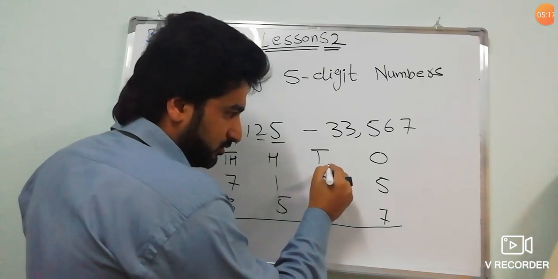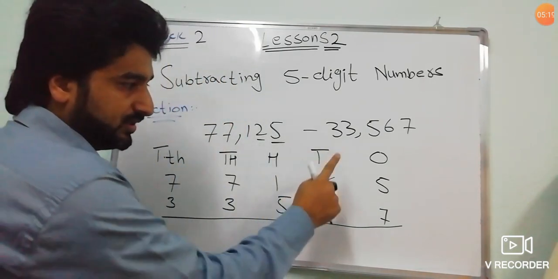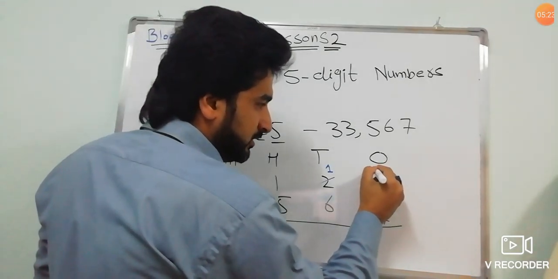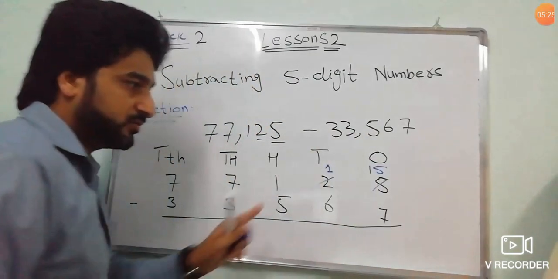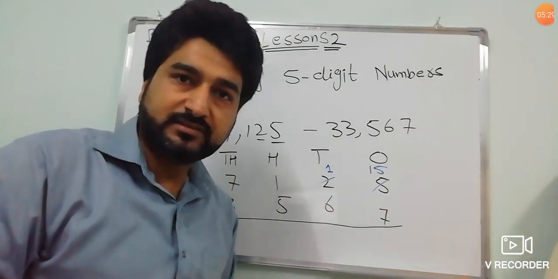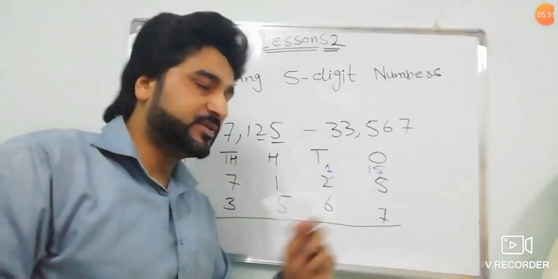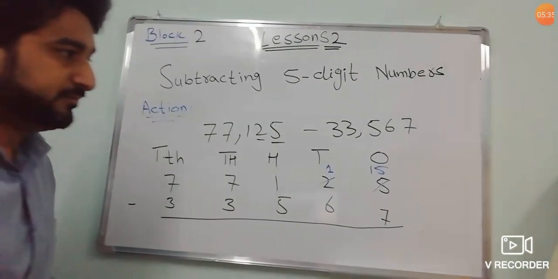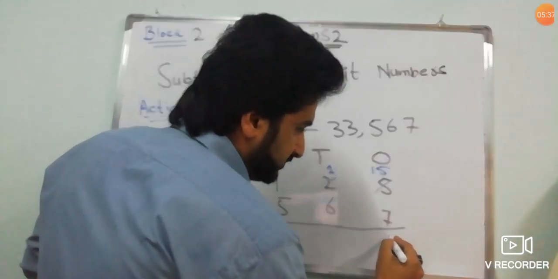All the time you can borrow 1. So I cut the 2, 1 is left, 1 went there. Now this 5 will become 15. Why? Because I borrowed from the tens place. Now this is 15. From 15, can you subtract 7? Yes, 15 is a bigger number. We can subtract 7. So if you are subtracting 15 minus 7, you will get 8 as the answer.